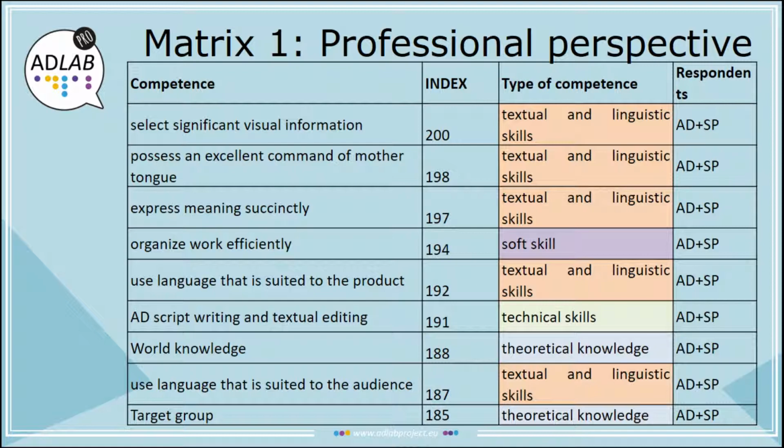And what can be relevant to mention is that the top 3 competencies considered essential by professionals are basically linguistic and textual competencies. As you can see, for them it is very important to know how to select significant visual information, to know their mother tongue very well, and also to express meaning succinctly. So this goes along with what literature says, and also with what we read in guidelines typically.